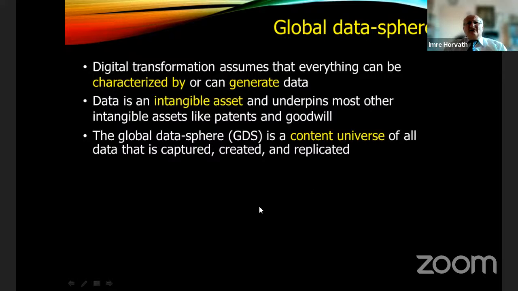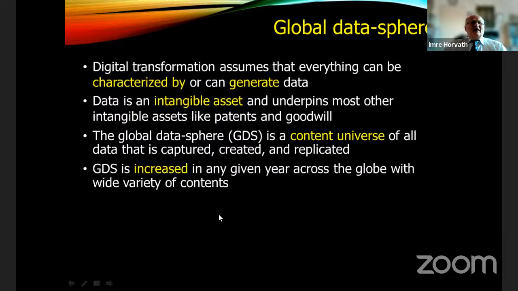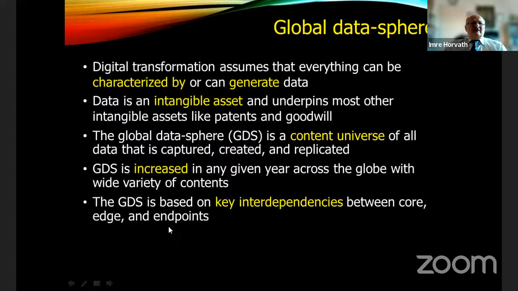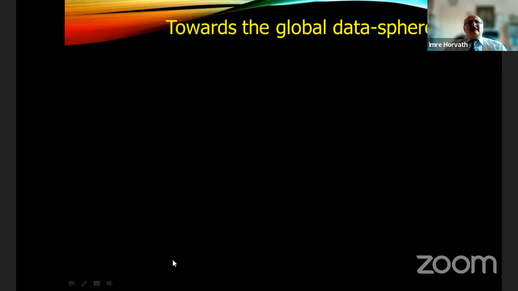That was the reason why I started with these figures at the beginning, because they show how things are coming together and complementing each other. The global data sphere increases in any given year across the globe with a wide variety of contents, and it is based on the key interdependencies between the core, the edge, and the endpoints. I gave an example for that.